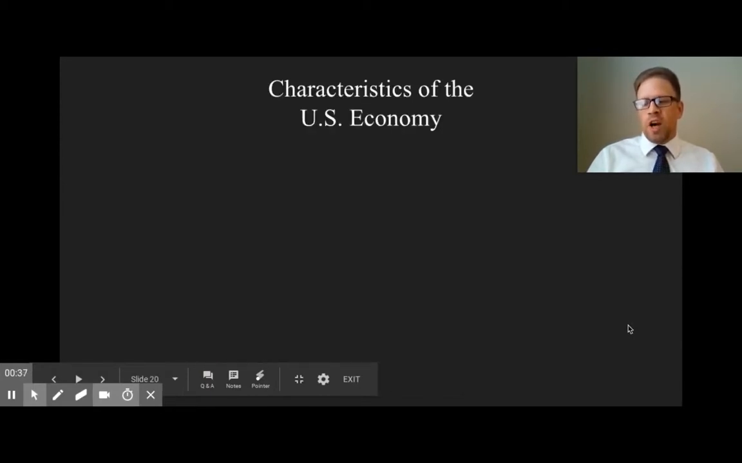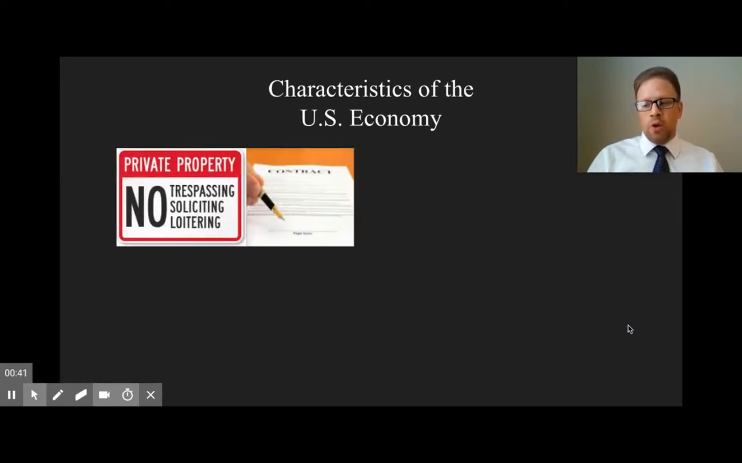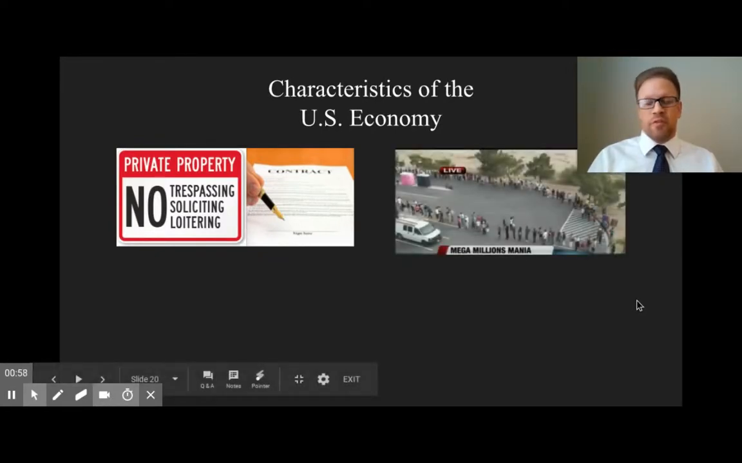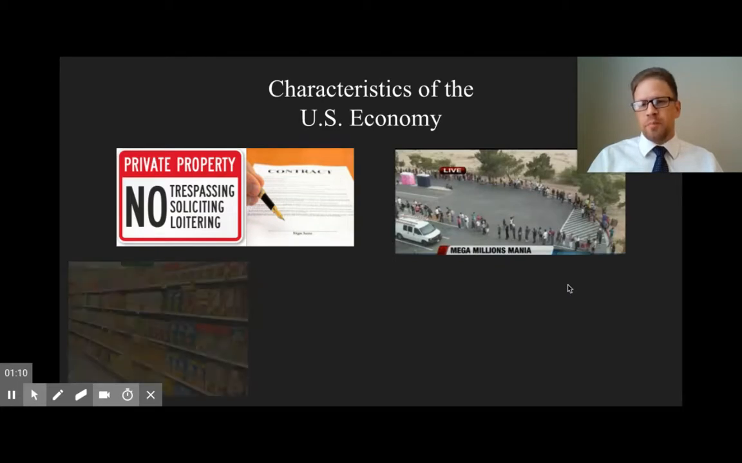There are a few common characteristics of the U.S. economy. For instance, people can own private property and enter into contracts. So you're going to see this in the U.S. economy very commonly. People own private property. They can decide what types of contracts they want to enter into themselves. Also, individuals have freedom of choice. Could you take your entire salary and go buy Mega Million lottery tickets? Yes, you could. Should you? Probably not. But you could because you're an American.